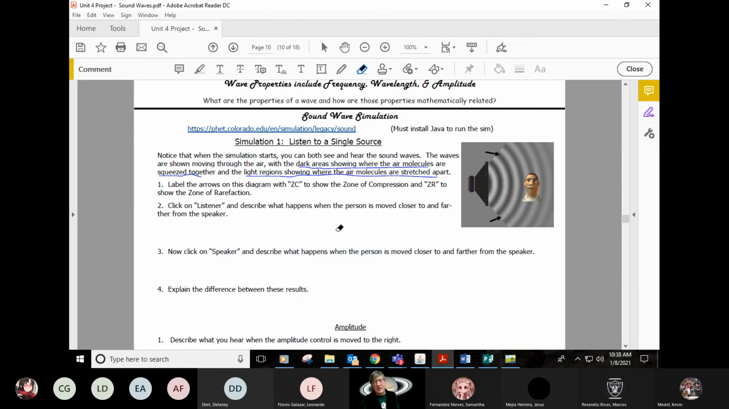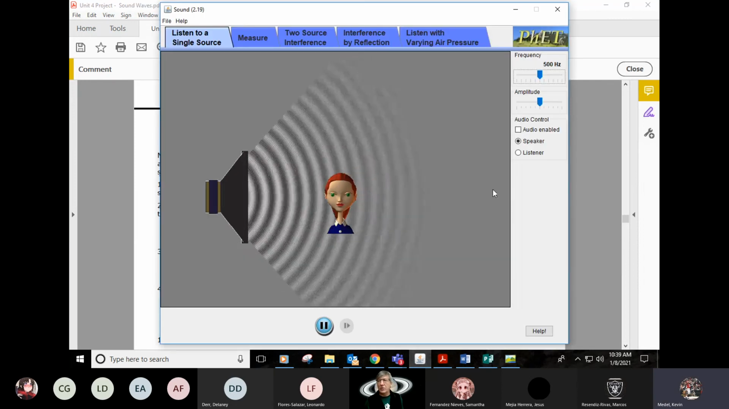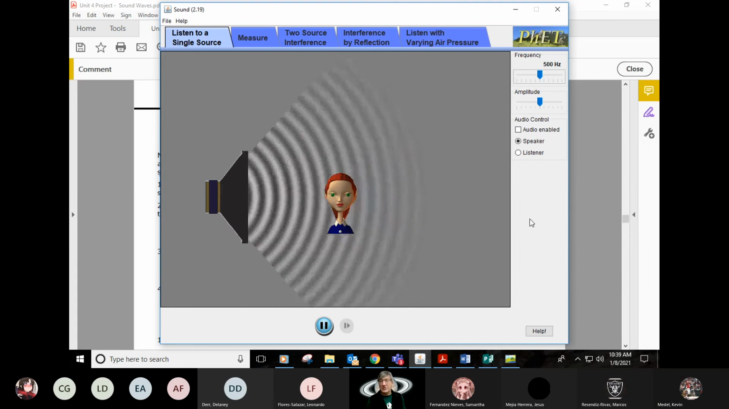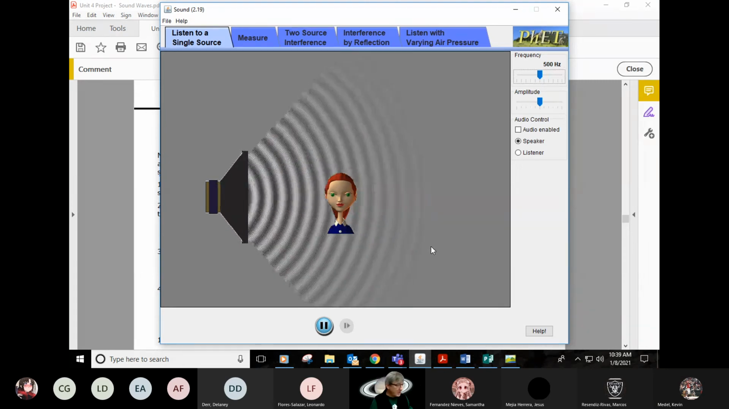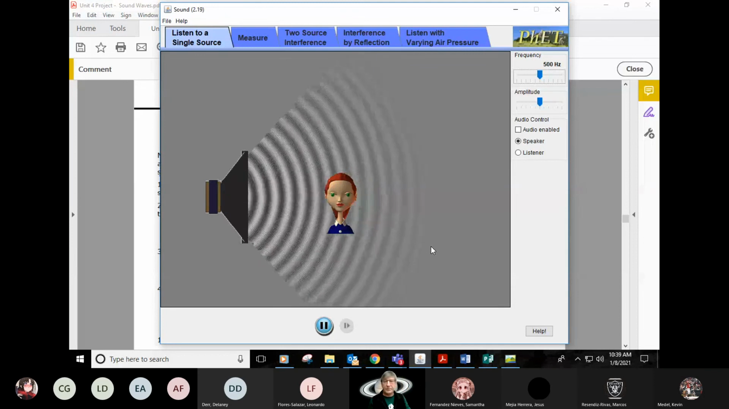Now we're going to listen, and we're going to describe what happens when I move the person closer to or farther from the speaker. What do you think should happen? What would you experience if you moved closer to a speaker at a concert and then you moved further away? It's going to be louder. Yeah, so you're going to answer this question, and let's see how good the simulation does. I'm going to turn the sound back on.